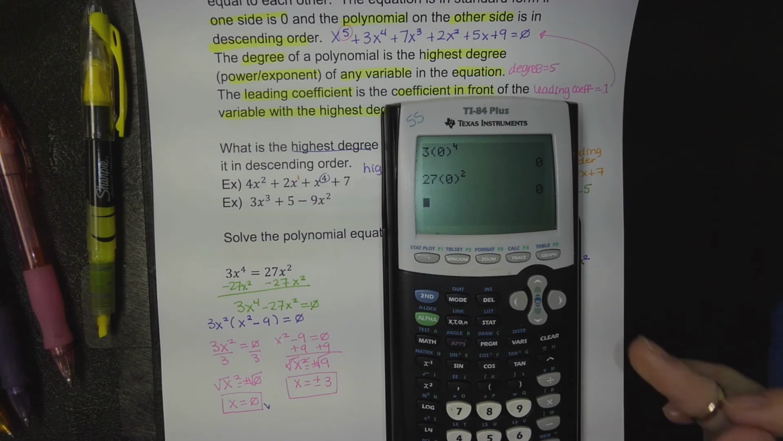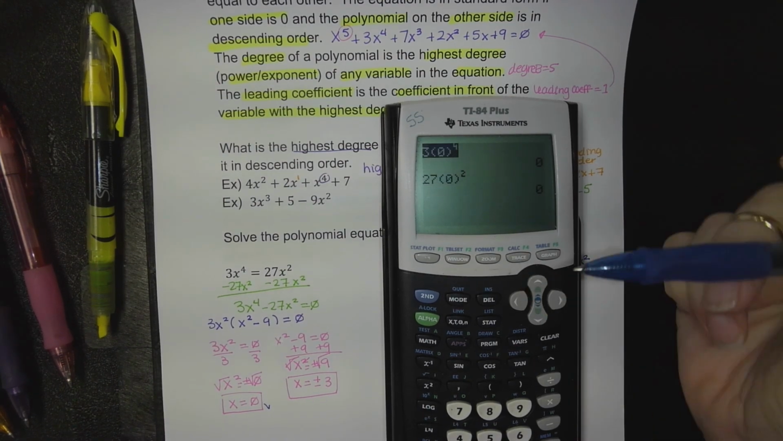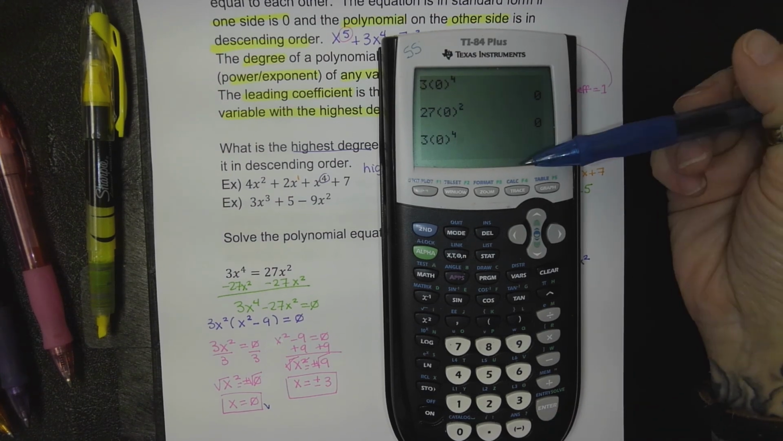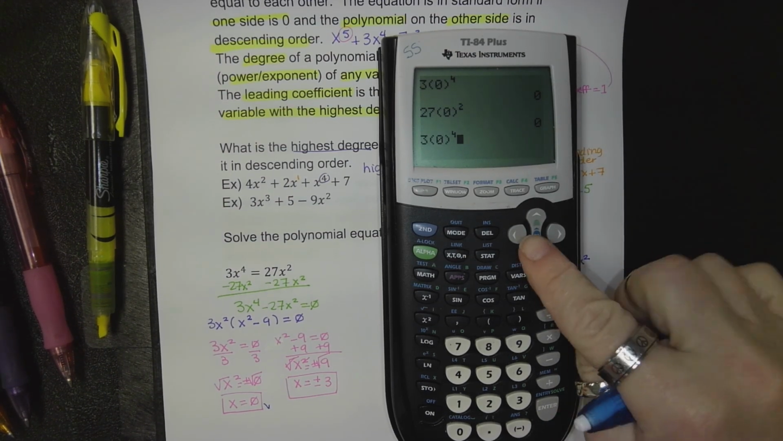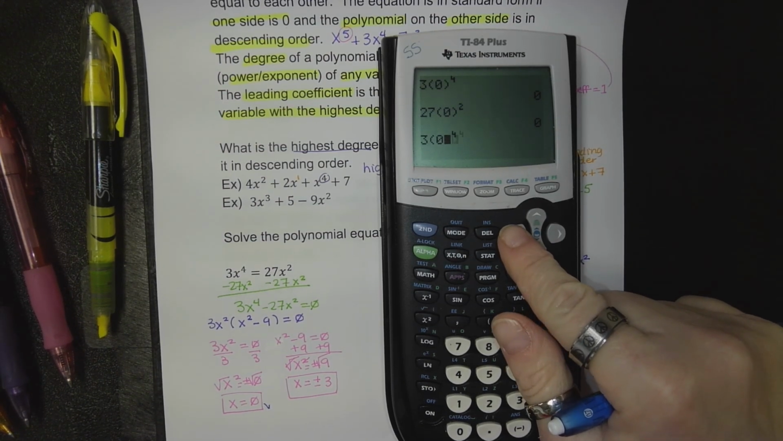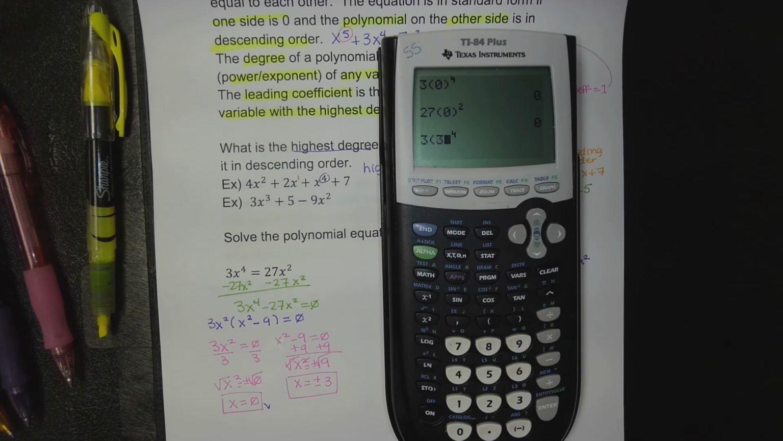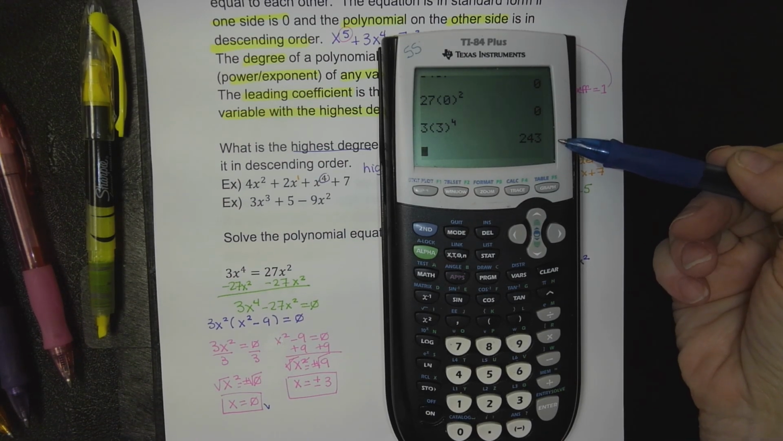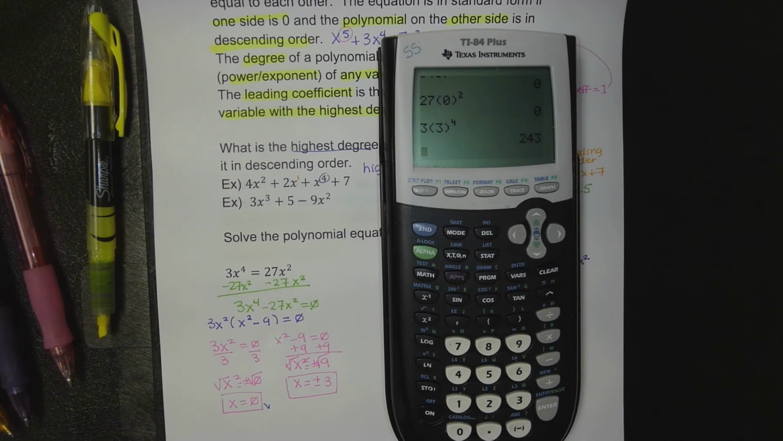If you have a calculator like this, you can go back up and grab this. You get your arrow on that and you just hit enter. It'll bring it back down again and make it active. Then you can just arrow over to where your 0 was and enter your 3. Hit enter again and it's going to give you 243. That's your answer for 3x to the 4th power.